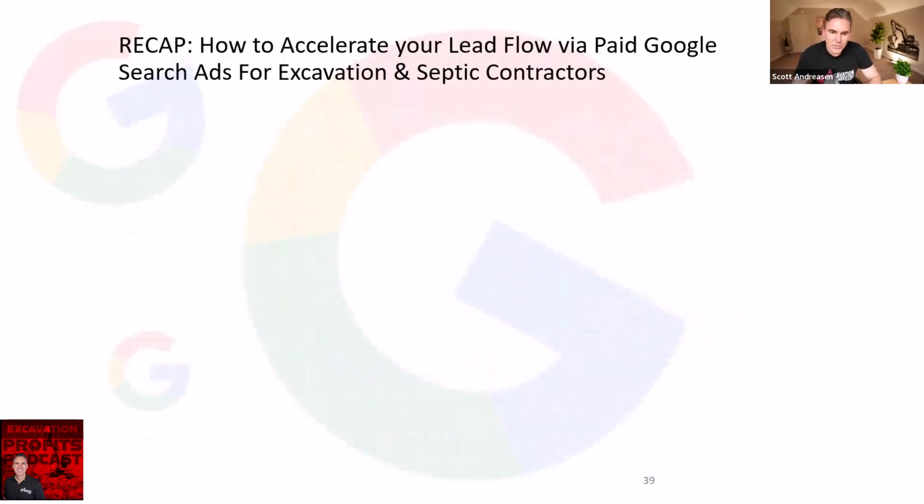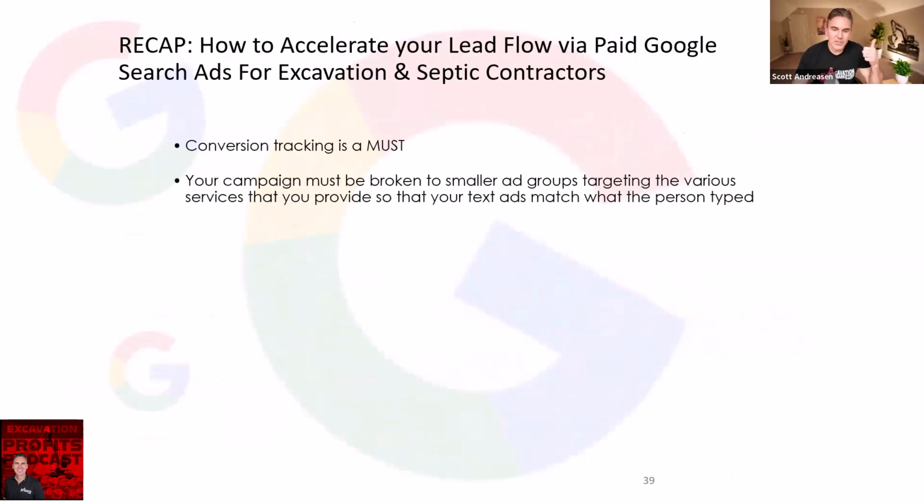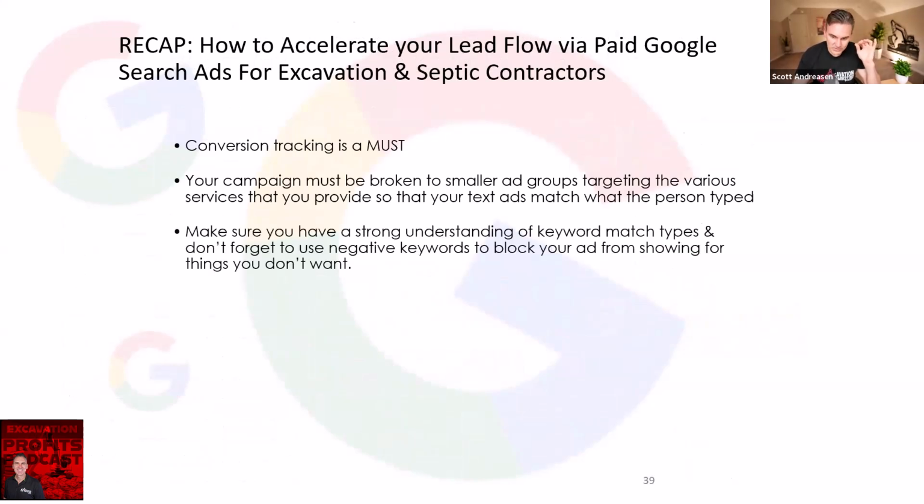All right, so just a little recap of how to accelerate your lead flow using paid Google PPC search ads for excavation and septic. Conversion tracking is a must. Your campaign must be broken into smaller ad groups targeting the various services you provide so that your text ads match what the person typed in. Make sure you have a strong understanding of keyword match types, and don't forget to use negative keywords to block your ad from showing for things you don't want it to show up for.